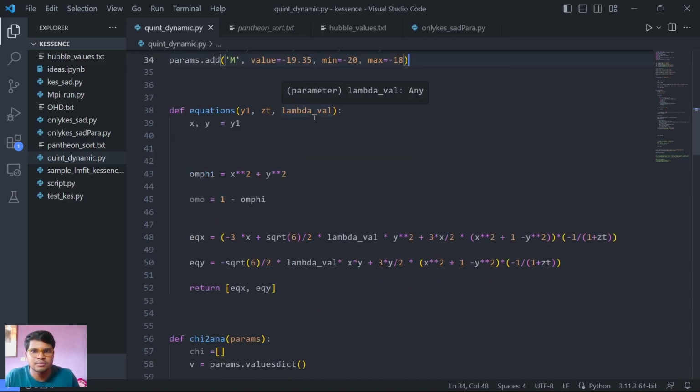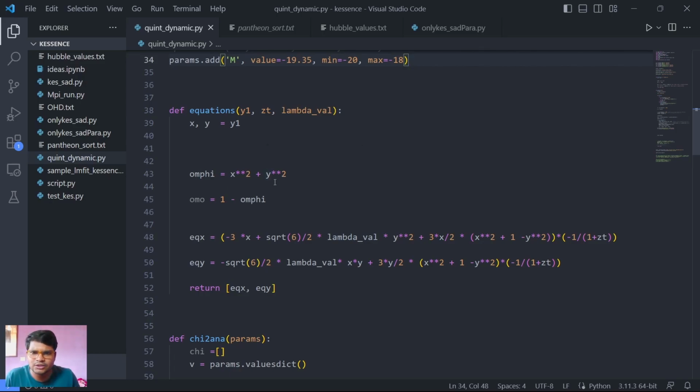Definition of equations. In the definition, whenever you have the variables, let us say x and y as my variables, x and y equal to y1. Whenever I want to call this definition of equations, then y1 will go in, right? Here z is the redshift, it is the time variable. So z is here, and the lambda value too, because this equation will depend on lambda. If you do not provide the lambda, there is no differential equation and it won't run. We have to work it numerically.